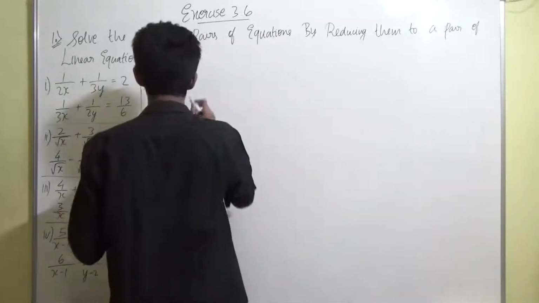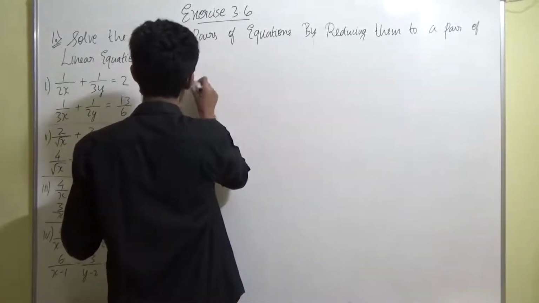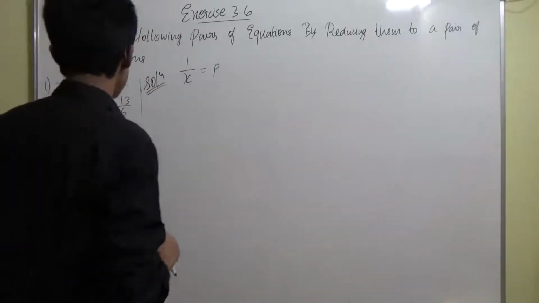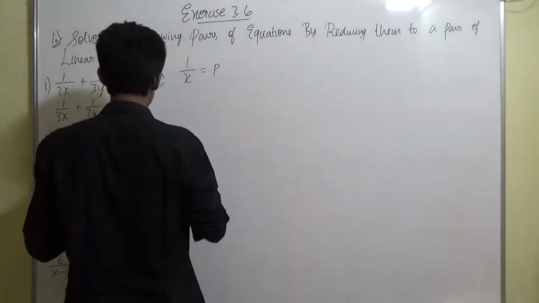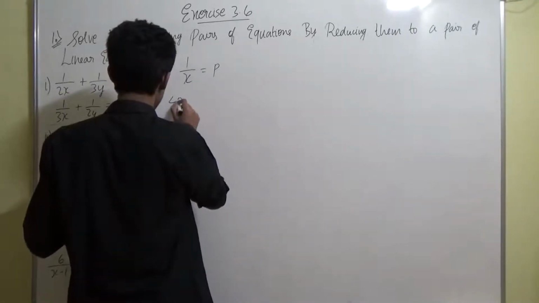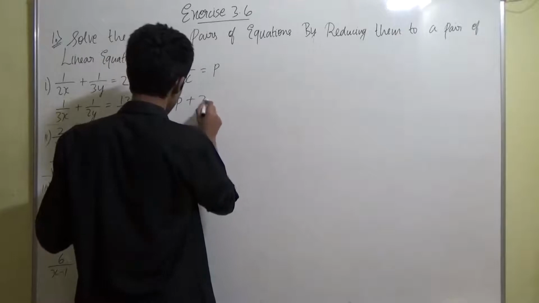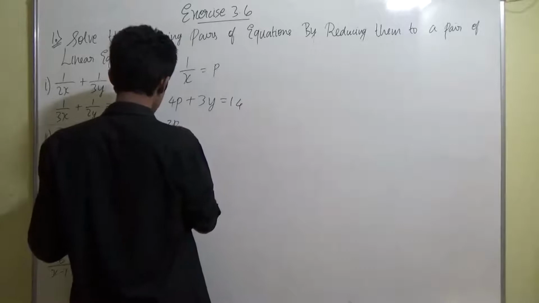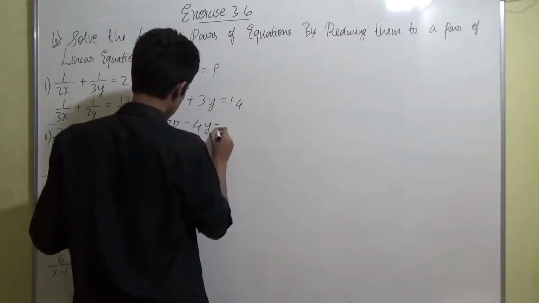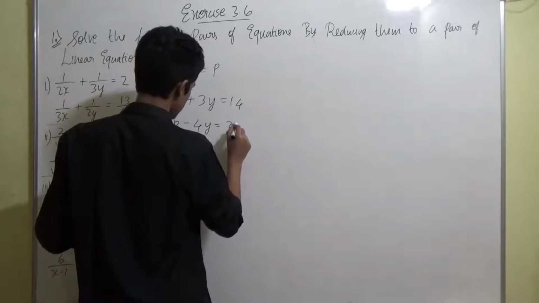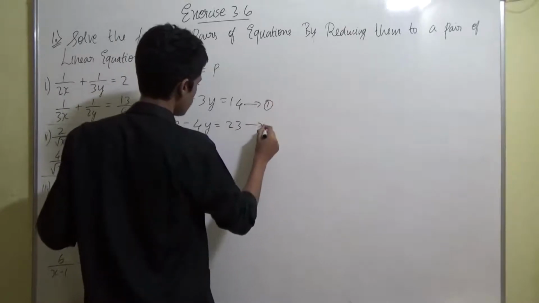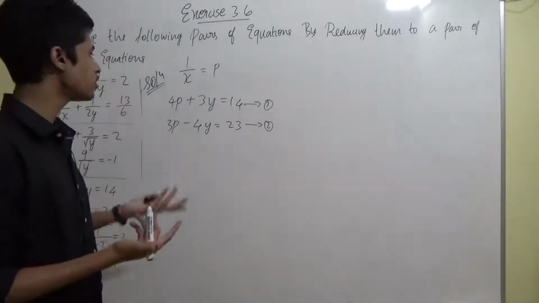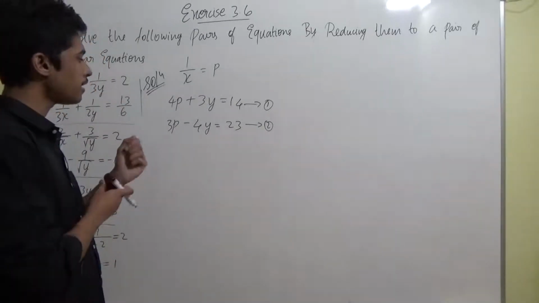This is a bit different, guys, only I wanted to tell you. So we'll assume that 1 by x equal to p. As simple as that. Let y be y only. Why make the question complicated, right? So we'll write 4p plus 3y equal to 14, and this becomes 3p minus 4y equal to 23. That's it, guys. So instead of variables x and y, it became p and y. It's fine, let it be any two variables. It doesn't matter, we have to just solve the question.